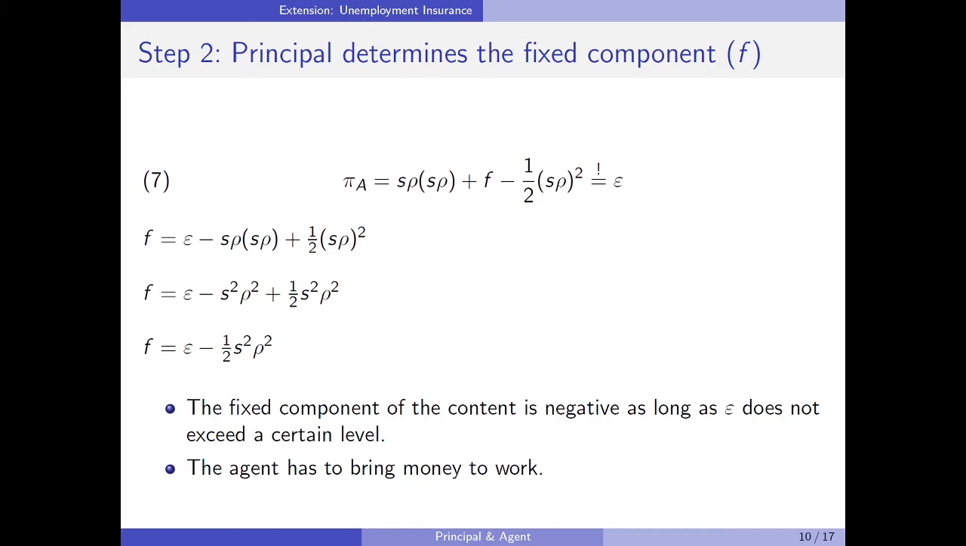So the fixed component of the contract, which is the fixed salary, is negative as long as epsilon does not exceed a certain level. Depending on the value of the right-hand side, that's 1 over 2 times S squared times rho squared, it could be positive or negative. So the agent has to bring money to work if it is negative, because the fixed salary which is paid by the principal to the agent becomes negative.